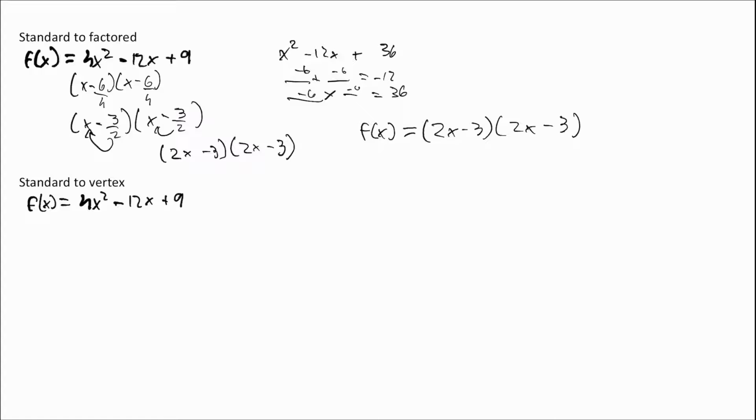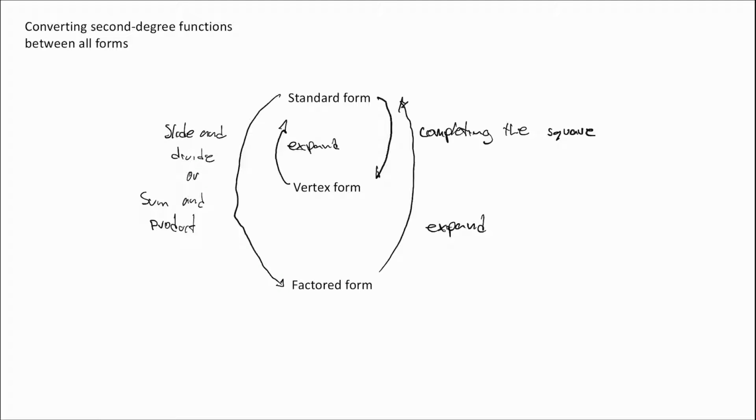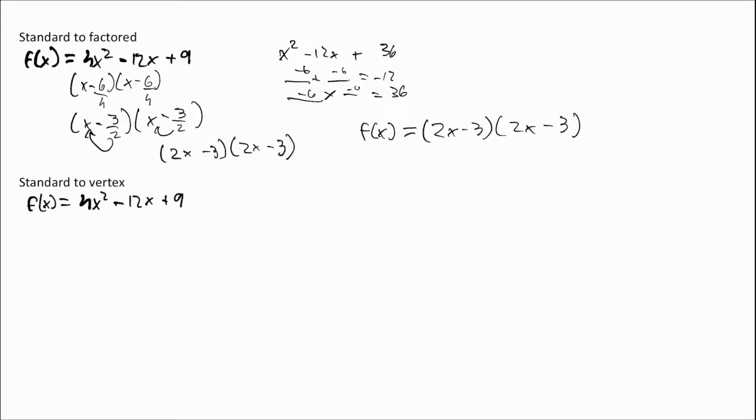Now let's go standard to vertex form. Okay, so I remember here, standard to vertex, completing the square. So let's complete this square. First of all, I have to factor out this 4. So how do I do this? I have to factor out this 4, which will get me 4 times x squared minus 3x plus 9 over 4, okay?